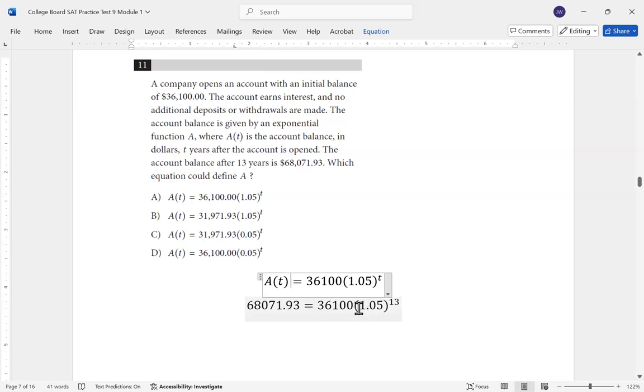I knew that this was going to be 1.05 rather than 0.05 because 0.05 would be a decay, 1.05 would be growth. You can also confirm that by plugging the right-hand side of this equation into your calculator and seeing that you actually get $68,071.93 when rounding.